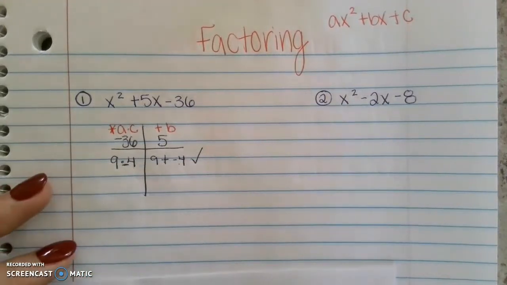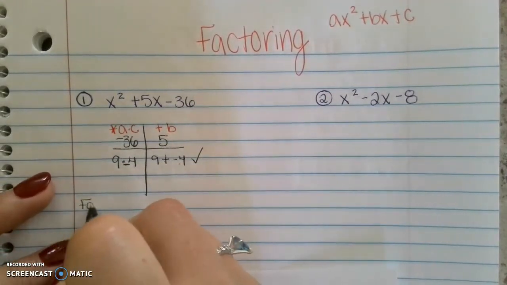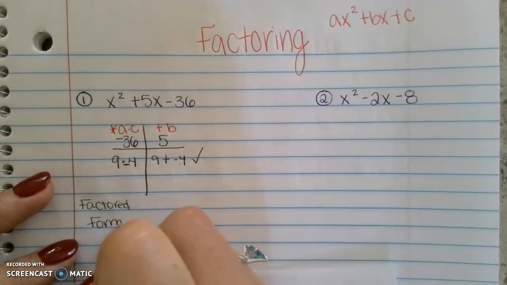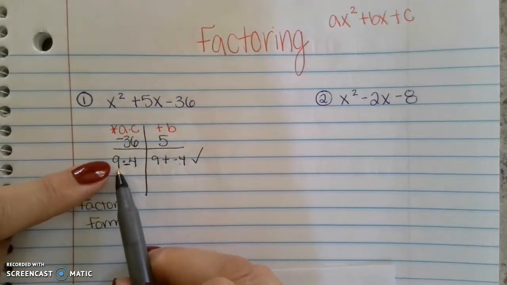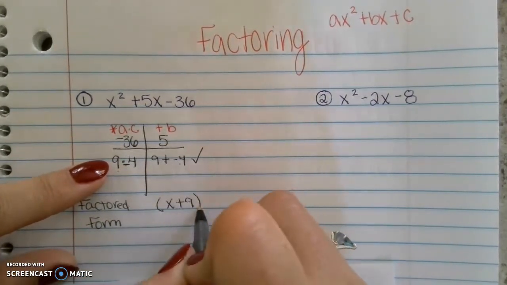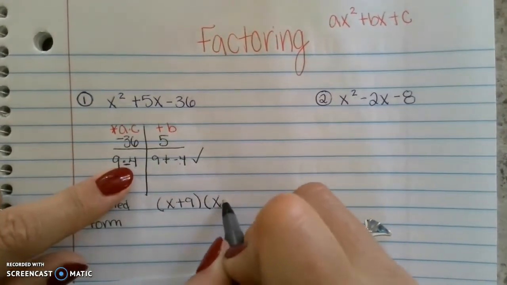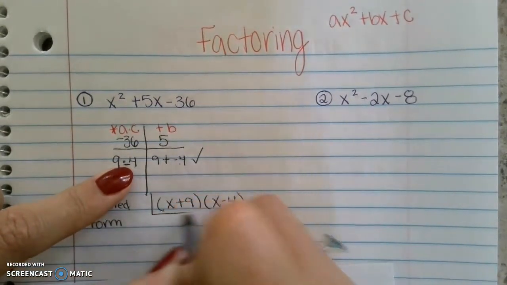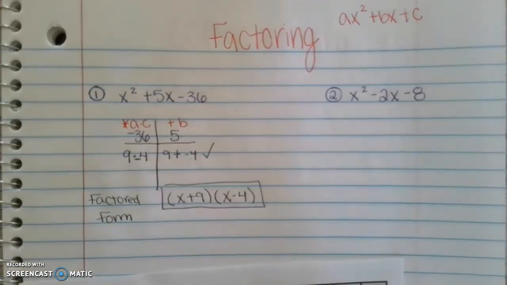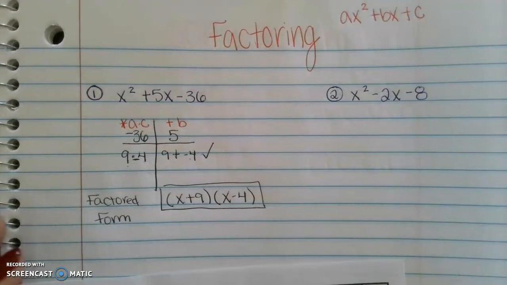We actually want to write them in what's called factored form. So what we're going to do is keep our signs the same: x plus 9 times x minus 4. And we are not going to go any further. That is our factored form. Okay, that's it for that one.